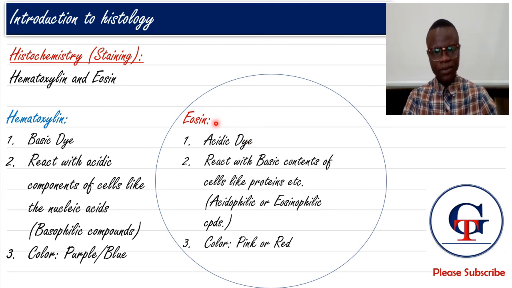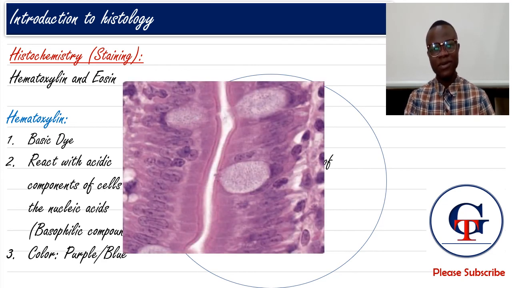The acidic dye reacts with the basic components, and these basic components are termed acidophilic, whereas the hematoxylin, which is the basic dye, reacts with the acidic components of the cell, and the acidic components are termed basophilic. For coloration, when observed under the microscope, hematoxylin will usually provide a purple coloration, or sometimes a blue-purple staining of the tissue, whereas the eosin will usually provide a pink or red coloration. So this is just an example of a tissue stain, and you can see the purple dye here on the tissue, which shows that these are all the result of the hematoxylin.